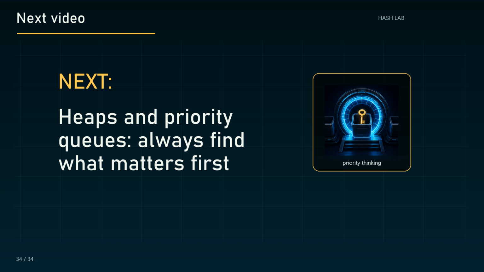Next, we will study heaps and priority queues. Hash tables are built for exact lookup, heaps are built for a different repeated question: which item matters most right now?